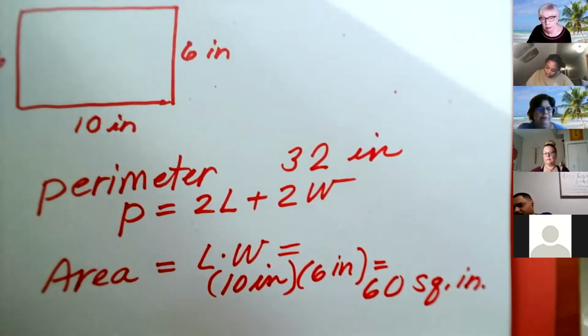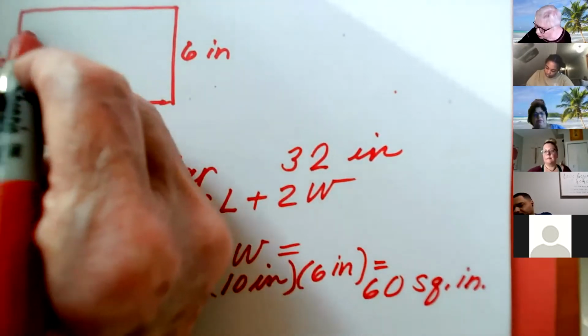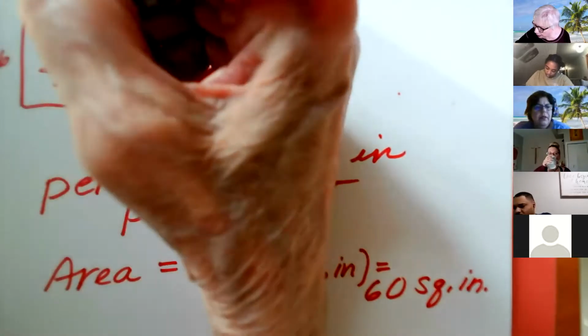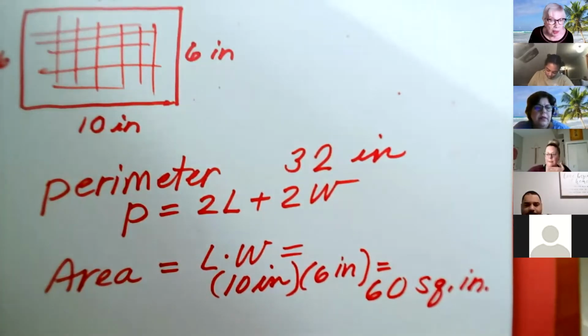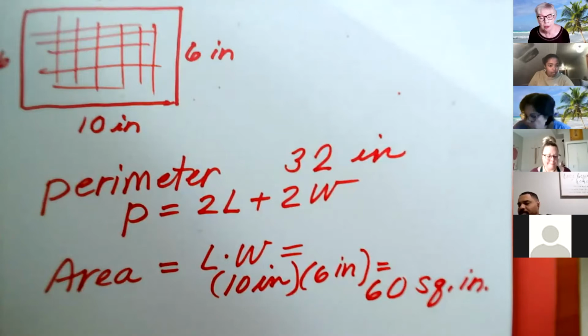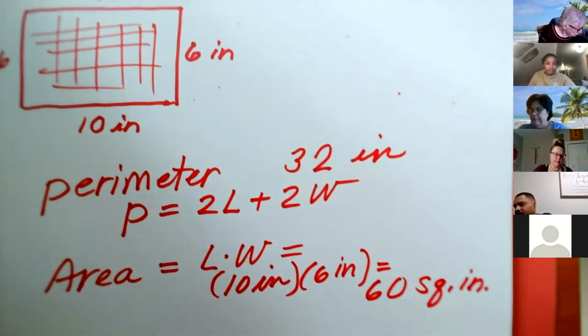Because literally the measurement is in squares. So if this had 6 going this way and it had 10 going that way, there would be 60 squares. I didn't do that very beautifully, but there it is. There would be 60 squares, okay? So that's where that is.